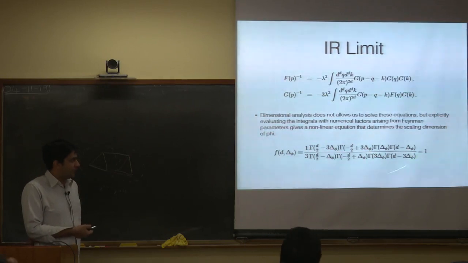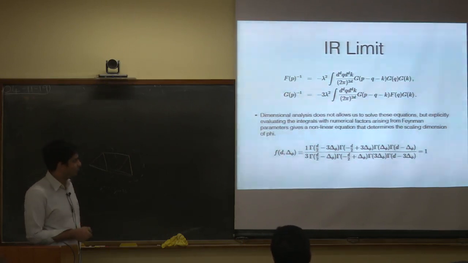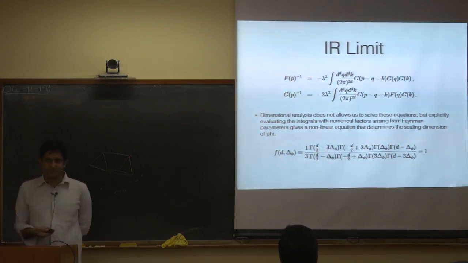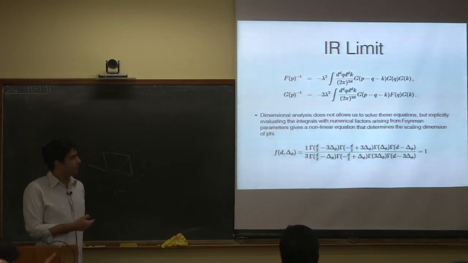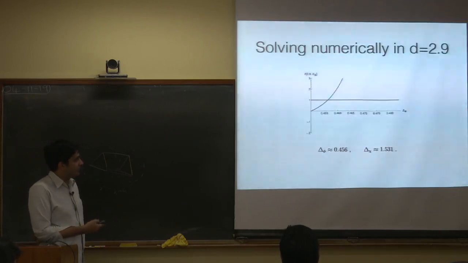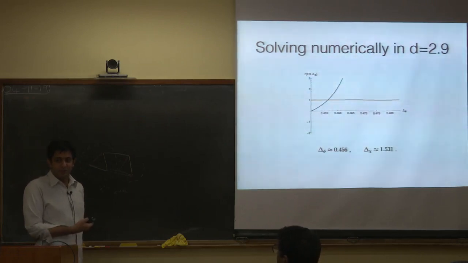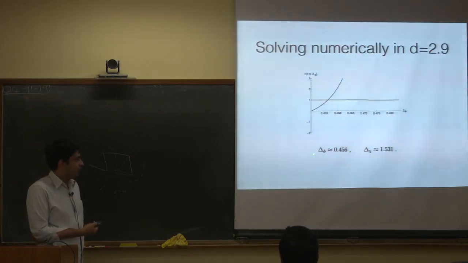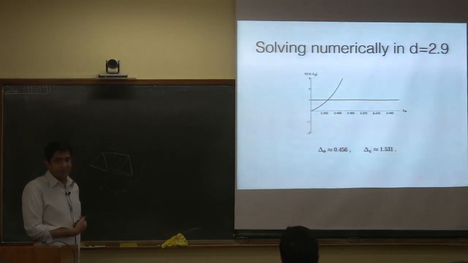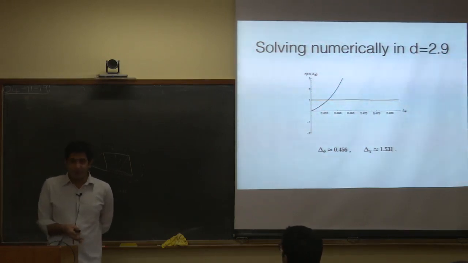Well, once you have this equation, we can check there's an intersection in the range. But it might have been that there's not even an intersection in the range. And what was 2.9 again? This is the equation to solve to find delta phi. So now I solve this, say, in d equals 2.9. Could you solve it in d equals 2, for instance? You can solve it in d equals 2, and you get a reasonable scaling dimension. The solution for delta phi exists. We'll see the bilinears will have a complex dimension.